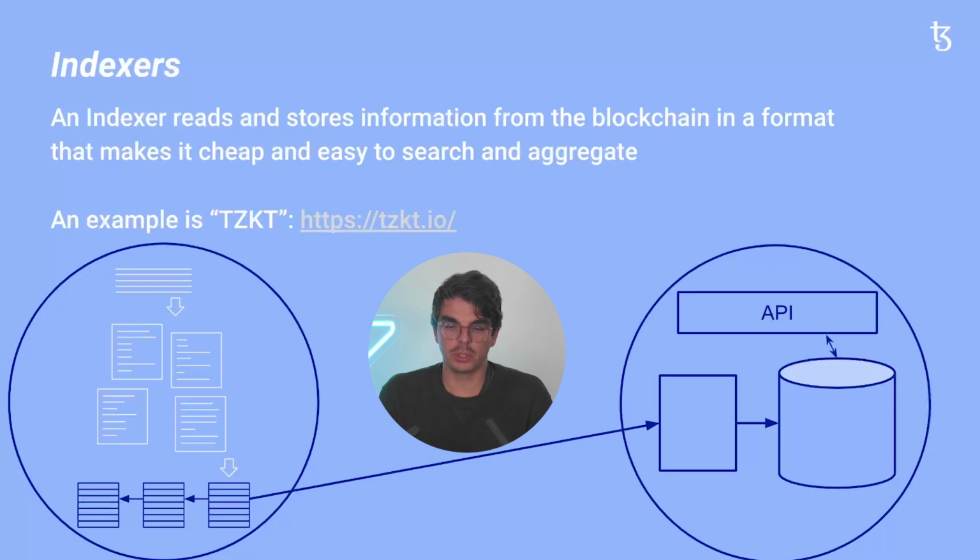So an example of an indexer in the Tezos ecosystem is called tzkt, and that's the indexer that we'll be using throughout this course. But we'll revisit all of these concepts in subsequent episodes. So if you're struggling to keep up with all of these concepts, please rest assured that we'll revisit them in more detail in the subsequent episodes.